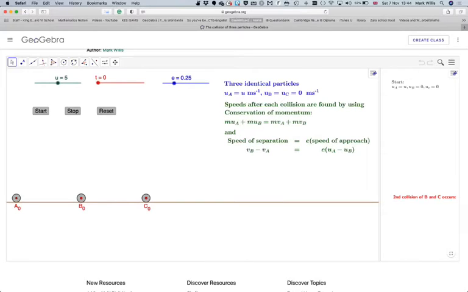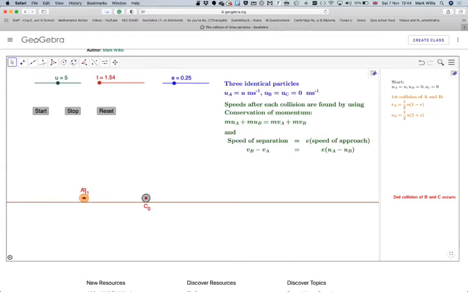Okay, so if we start this, what happens? A hits B. A will carry on moving. Let's carry on. And then B will hit C. B's changed colour because it's been hit twice.